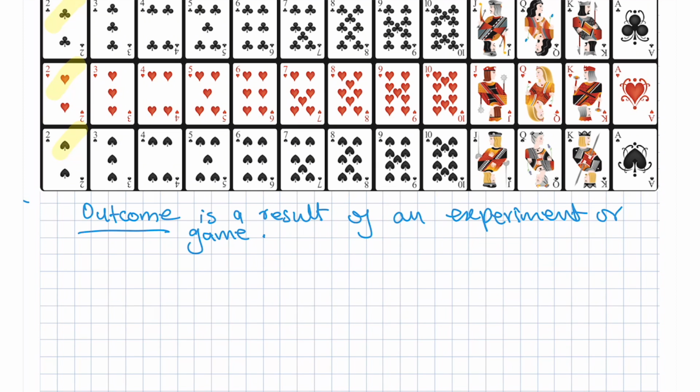For example, when 2 coins are tossed, the outcome can be head-head, head-tail, tail-head, or tail-tail. So each one of them is an outcome.